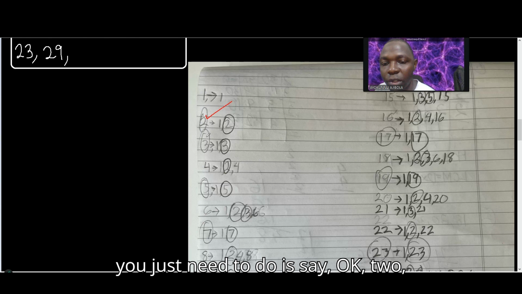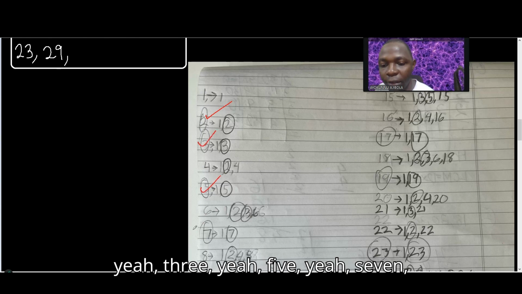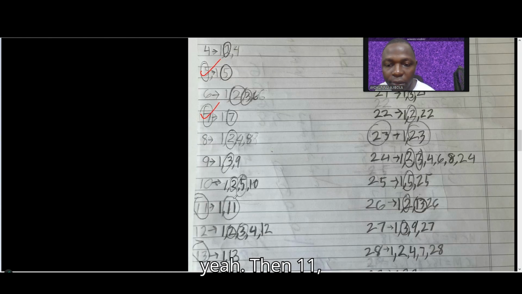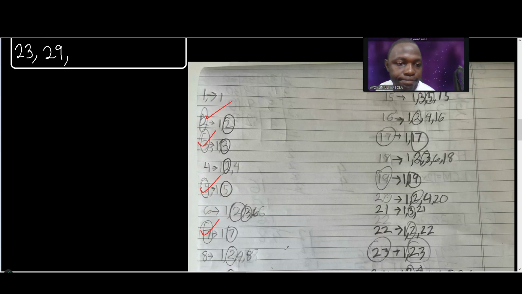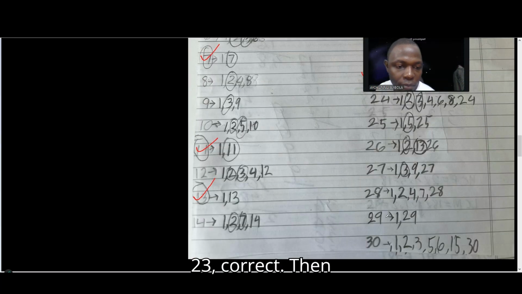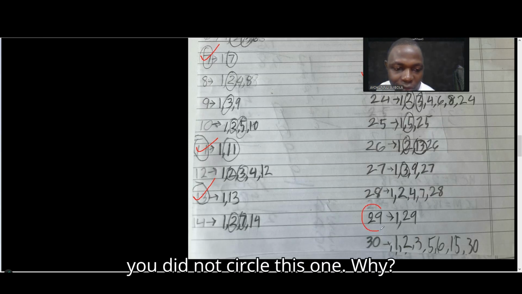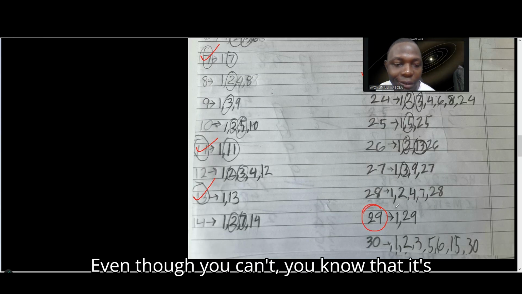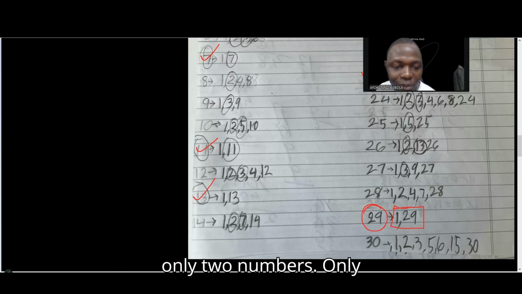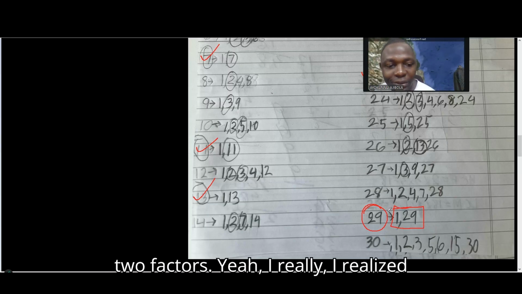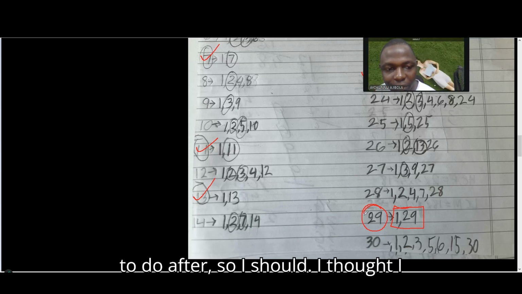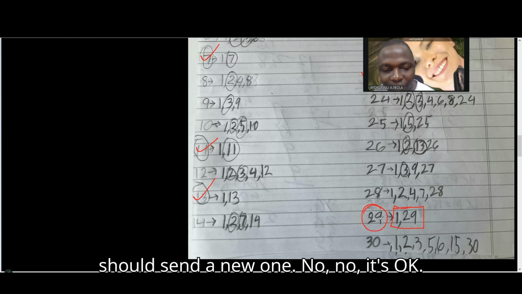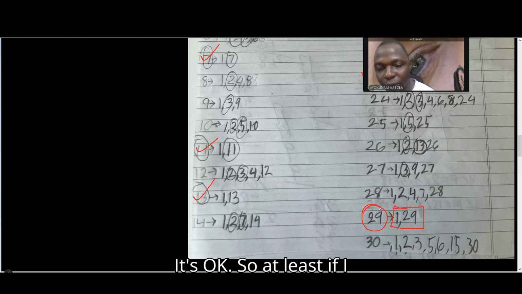So all you just need to do is say, okay, 2, yeah, 3, yeah, 5, yeah, 7, yeah, then 11, correct, 13, correct, 17, correct, 19, correct, 23, correct. Then you did not circle this one. Why? Even though you know that it's only two factors. I realized that when I was taking the pictures. I didn't know what to do after, so I thought I should send a new one. No, it's okay.